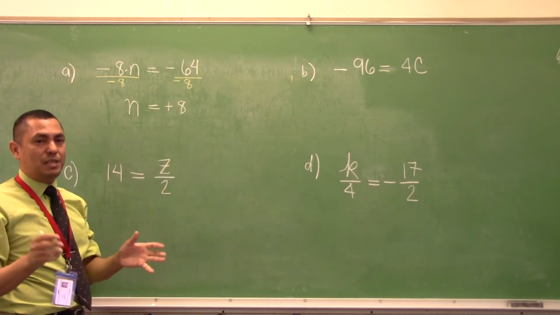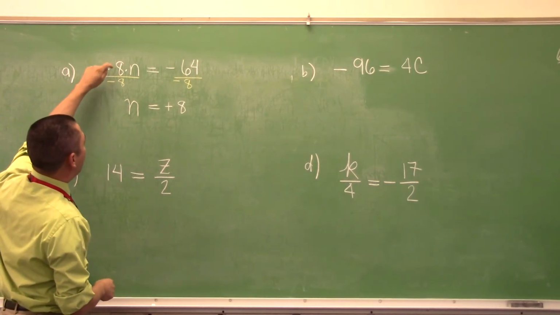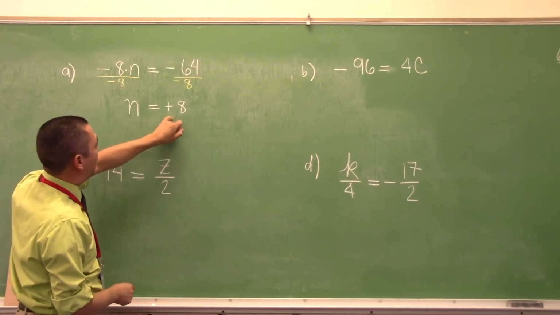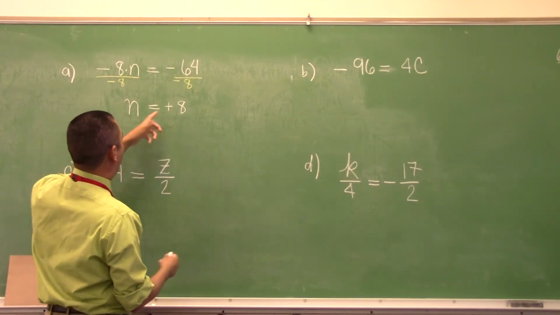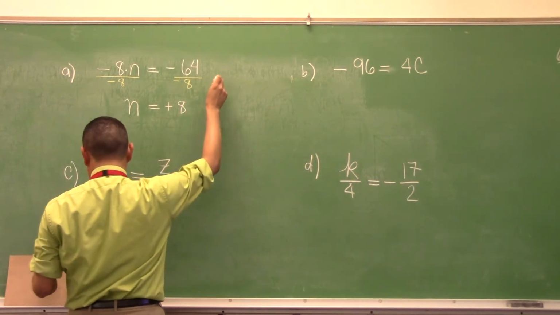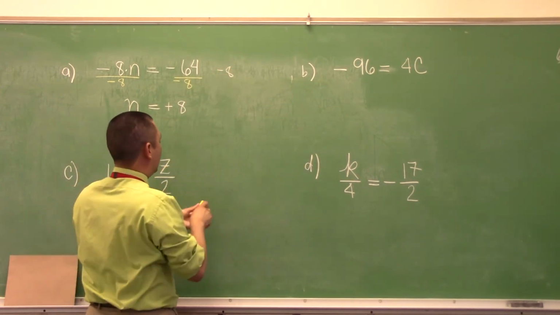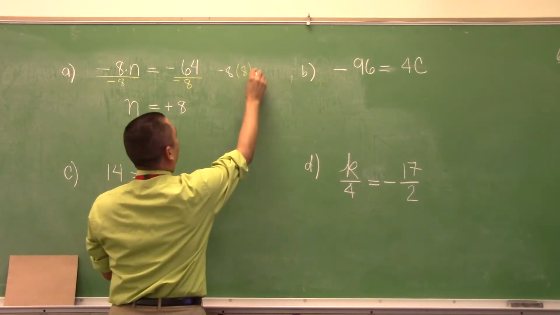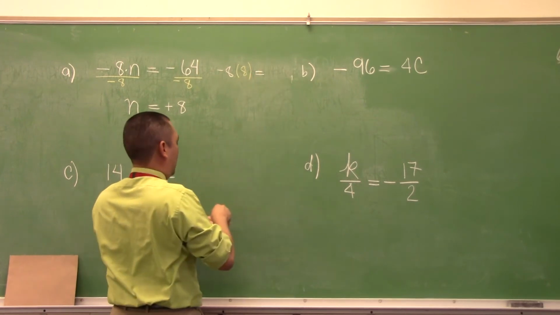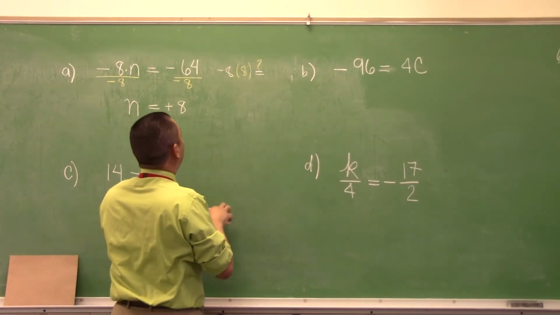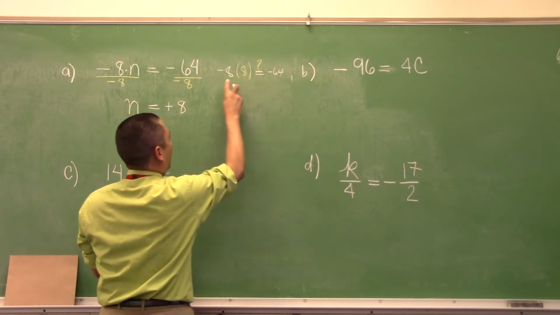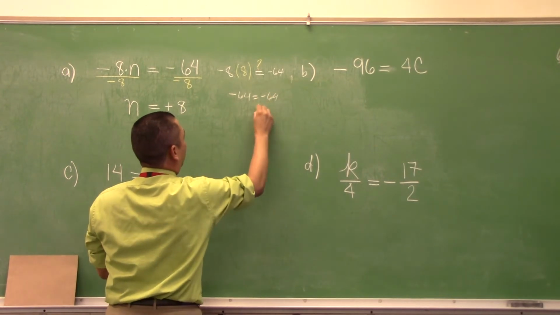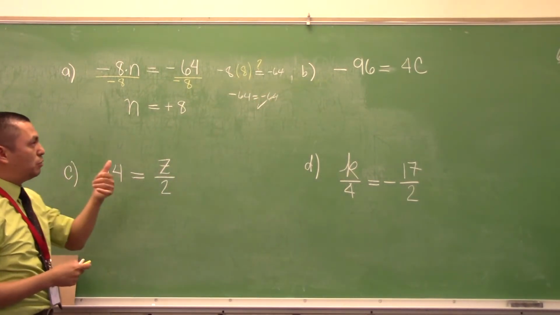As you can see, we only took one step, and it's the inverse operation of multiplication, in this case division. And we have the answer, positive 8. Can we prove that solution? Yes. I have negative 8 times positive 8, that's the n, and that's what we're proving, that this is going to be equal to negative 64. And negative 8 times 8 is equal to negative 64. That's what we're looking for. So the answer is correct.